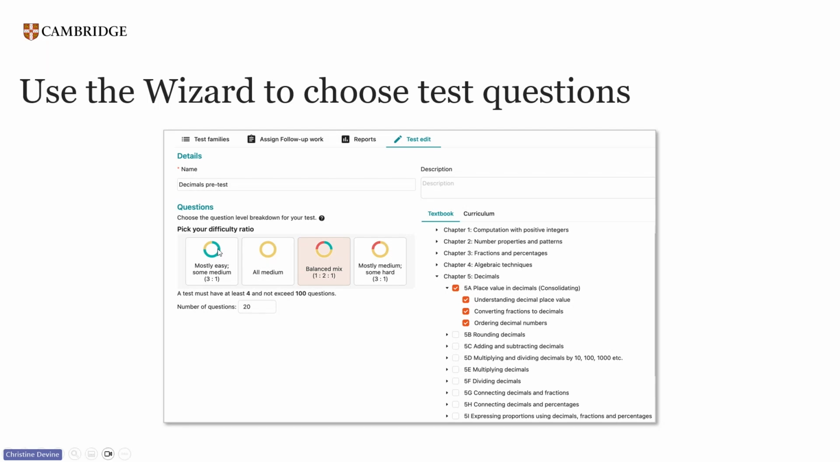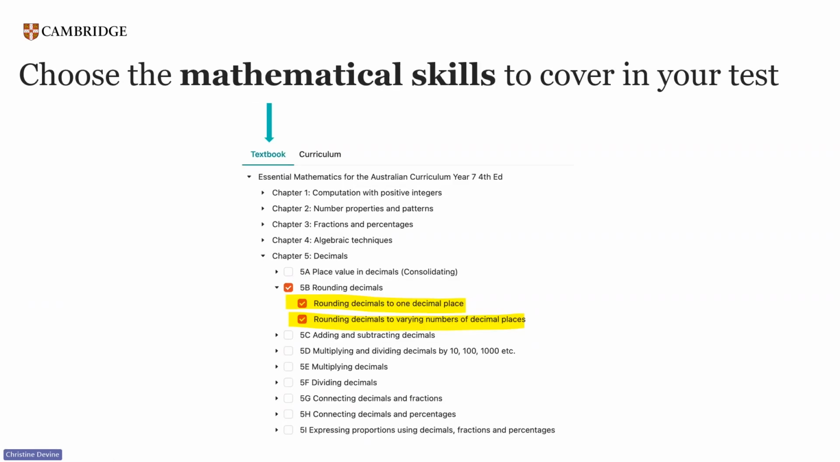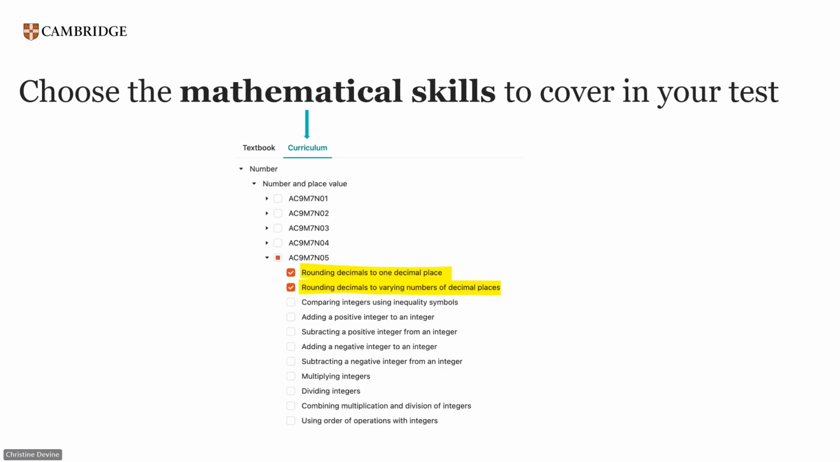So you can see here, you can choose that if you want a mostly medium, you just click on that. You can either have the textbook or curriculum view, and it will automatically pick the questions for you if you've picked those skills there. So we move on. Teachers have the flexibility to create their tests using the textbook view or the curriculum view, which is very, very handy. And there it is there.